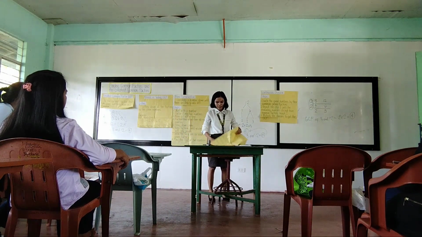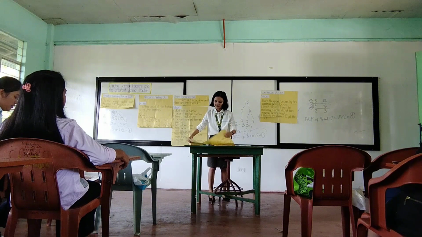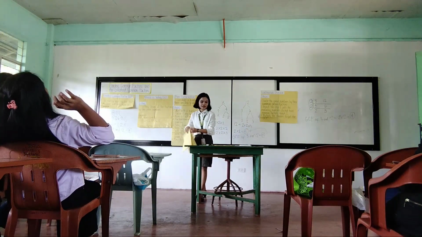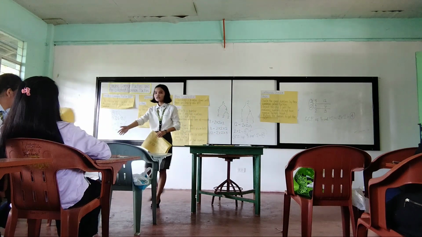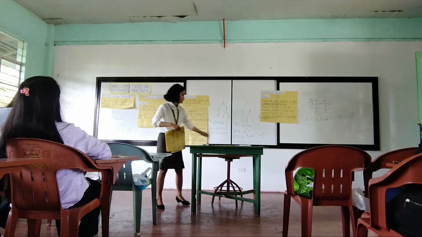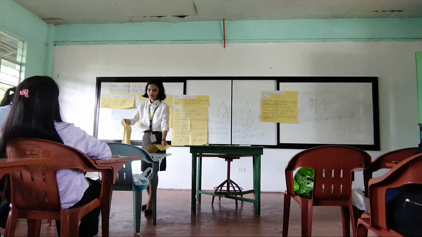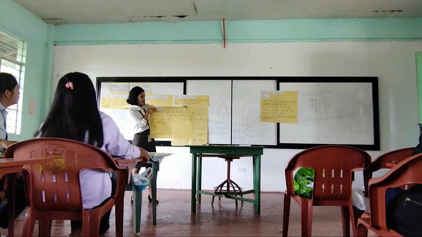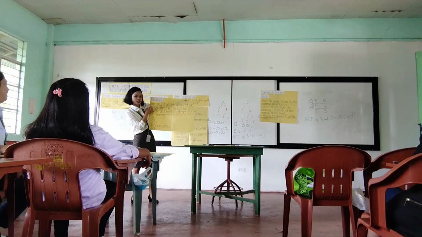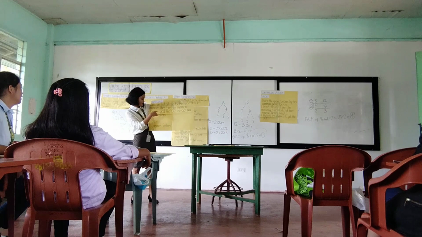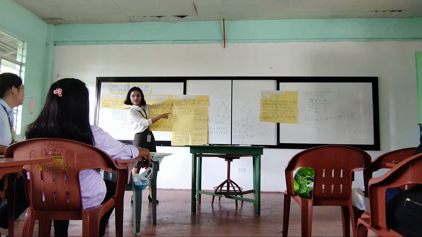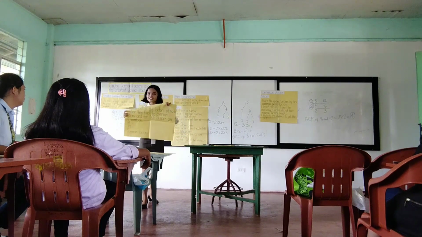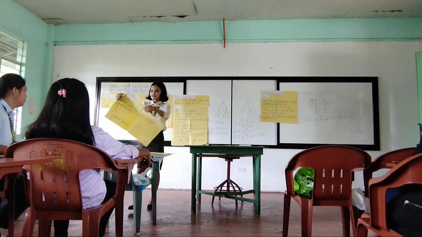Now, class, we will be having an activity. The class will be divided into 3 groups: group 1, group 2, and group 3. Group 1, your task is to list all the factors of each number, and then find the common factors and the GCF of each pair of numbers. Did you understand, group 1?